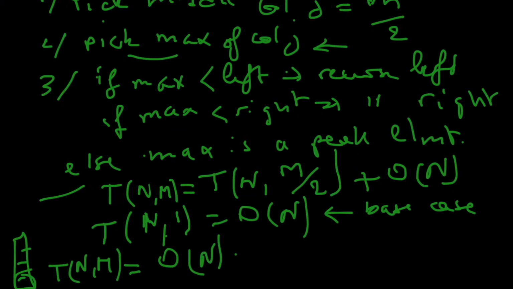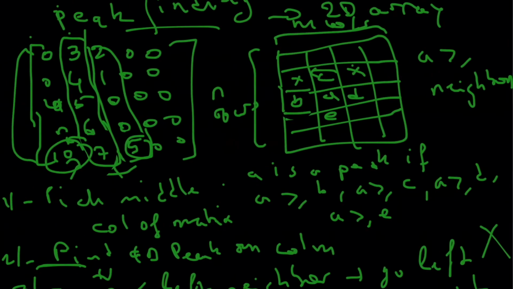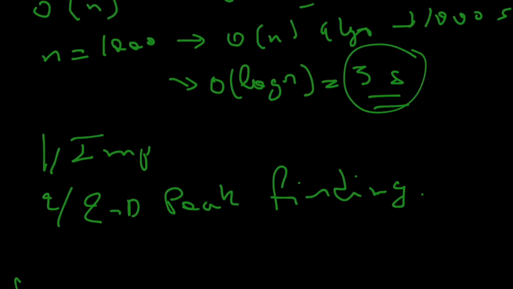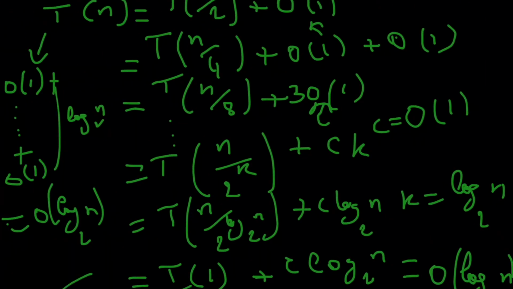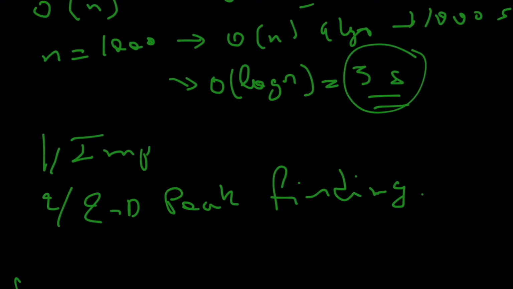So we would divide this T of n m into another subproblem, which would be T of n m divided by 4, and another one which would be T of n m divided by 8, and it will follow the same analysis that we did earlier for the 1D peak, where we would arrive at this here, and at the end we would have T1 plus a constant multiplied by that.